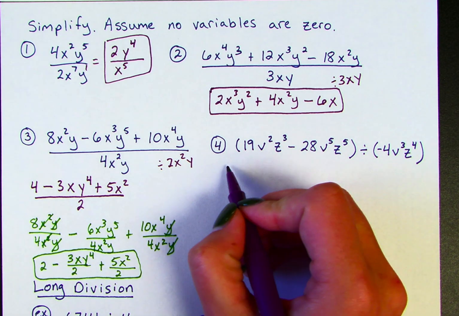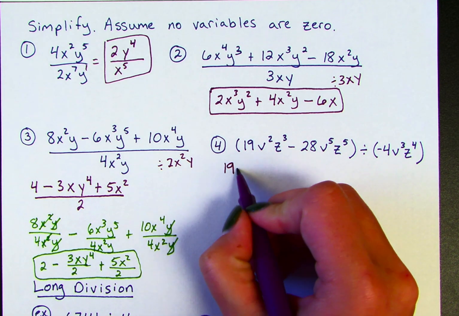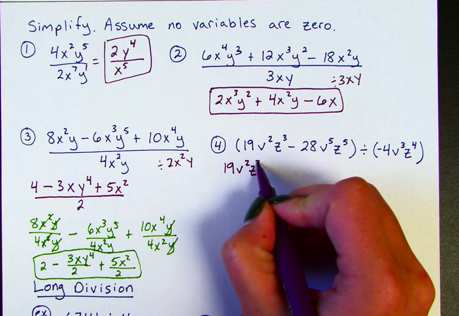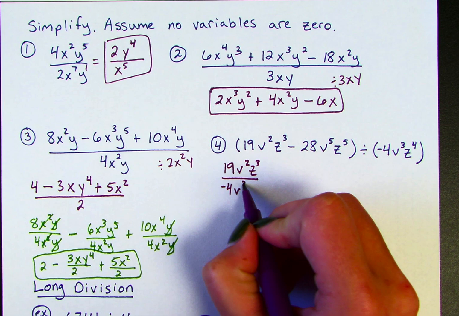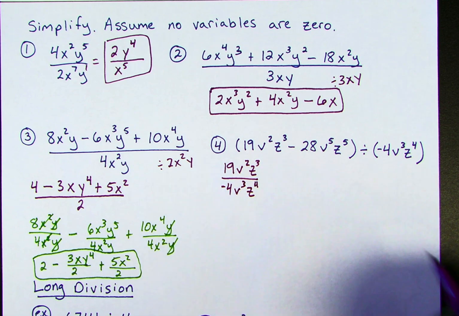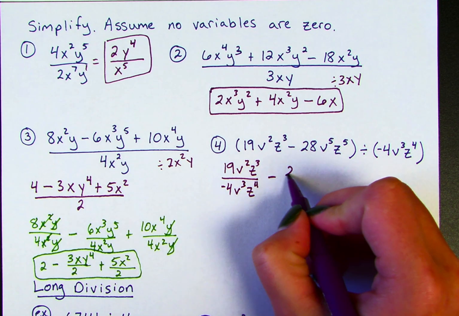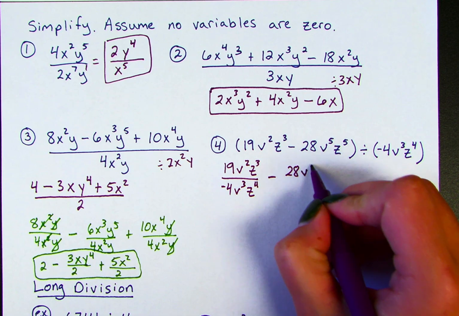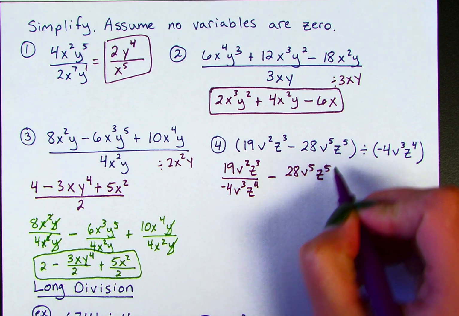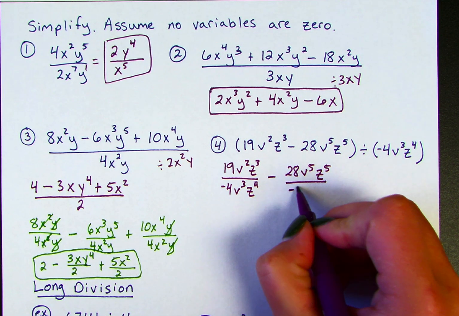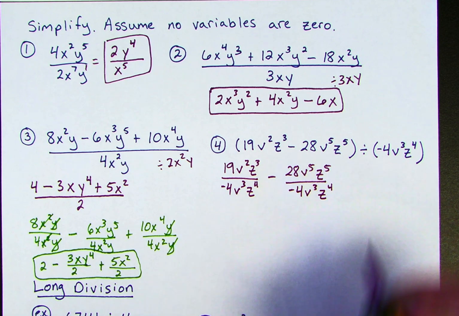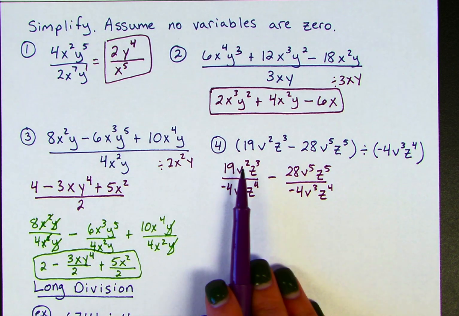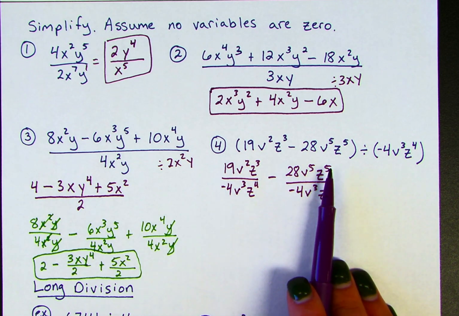That means that I would have 19 v squared z cubed divided by negative 4 v cubed z to the 4th, and then minus 28 v to the 5th z to the 5th divided by that same denominator, negative 4 v cubed z to the 4th. And then I'm just simplifying each fraction individually.